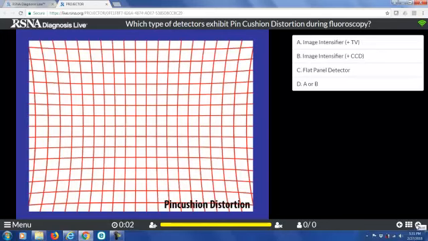Which type of detectors exhibit pincushion distortion during fluoroscopy? An image intensifier read out with a television system, an image intensifier read out with a newfangled CCD, a charge coupled device, a flat panel detector, or A and B. Here's just an example of pincushion distortion. So pause your WebEx, your video until you have the answer.